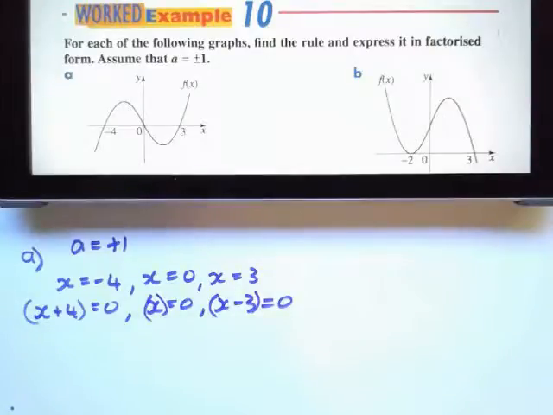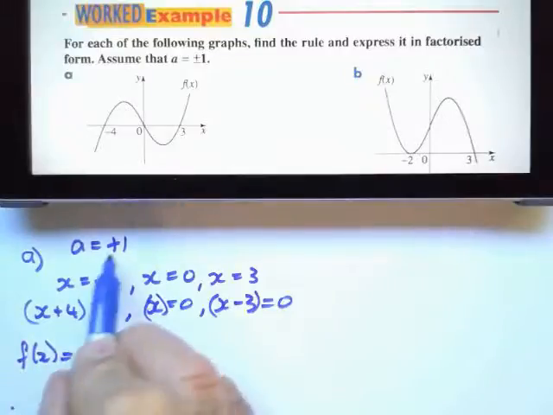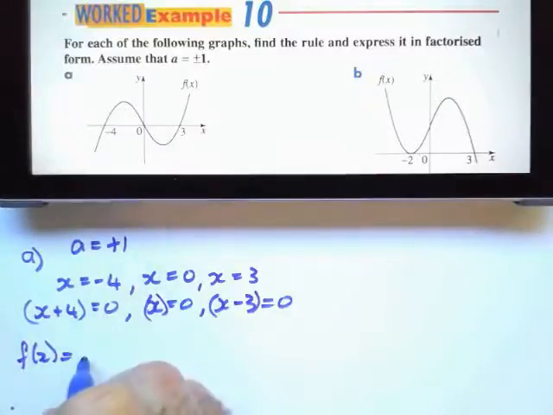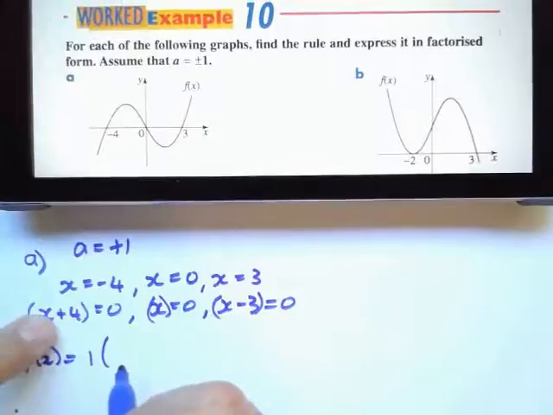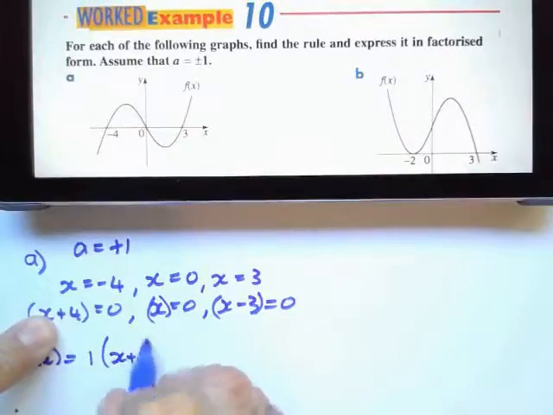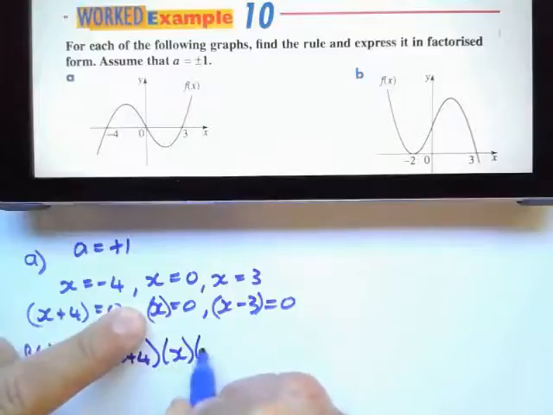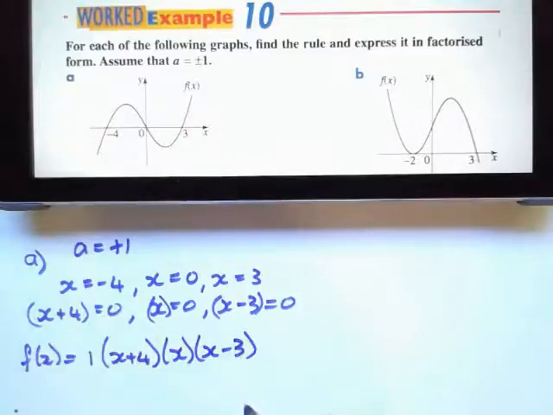So if I want to know what the function is, I can say f(x) equals, I'm going to multiply by a, which is 1, times x plus 4, x minus 3. They said in factorized form, so I don't have to multiply it out. Usually I just write the x in the front: x, x plus 4, x minus 3. And that's my answer.